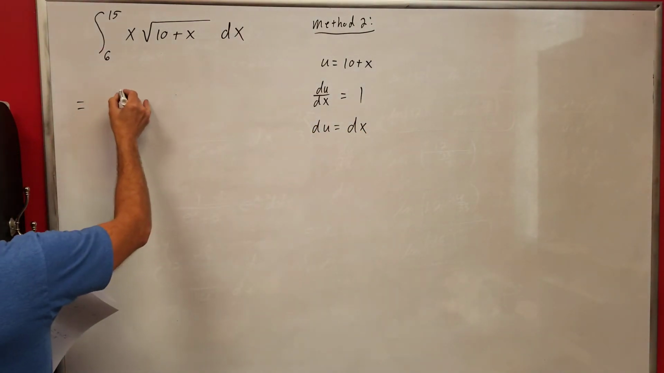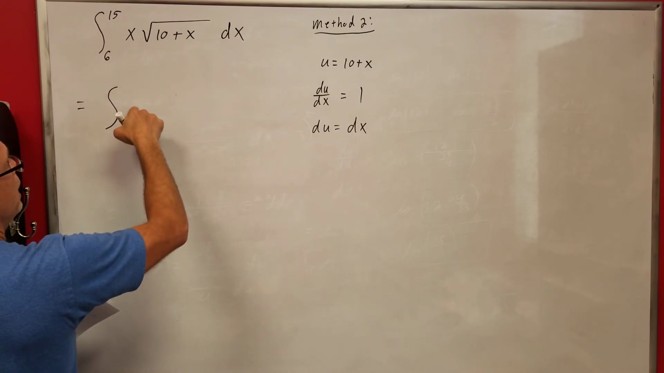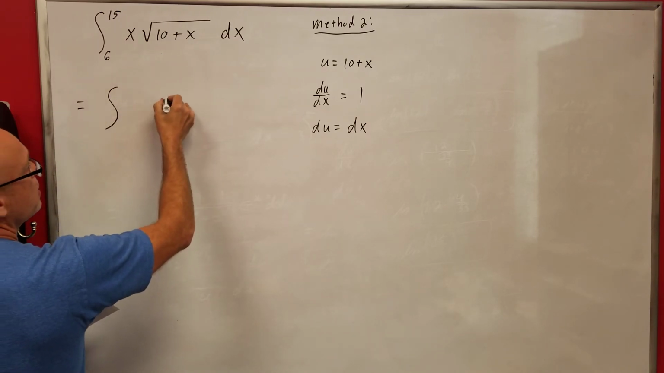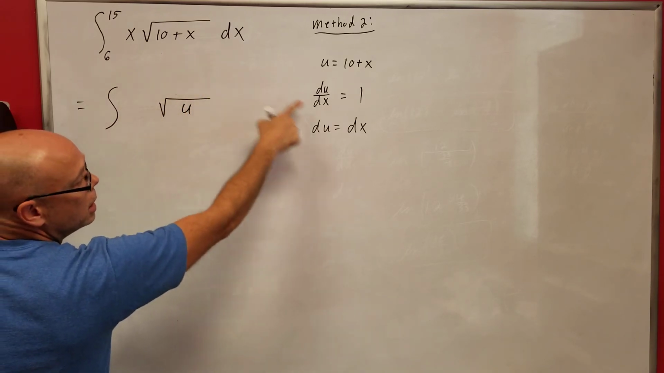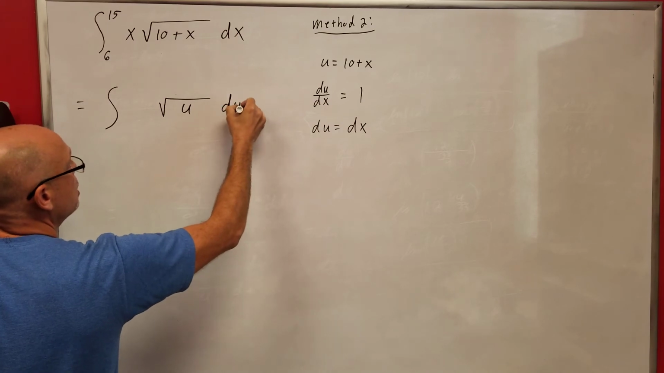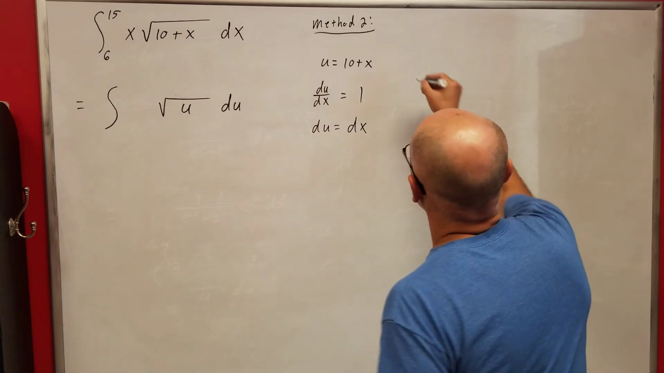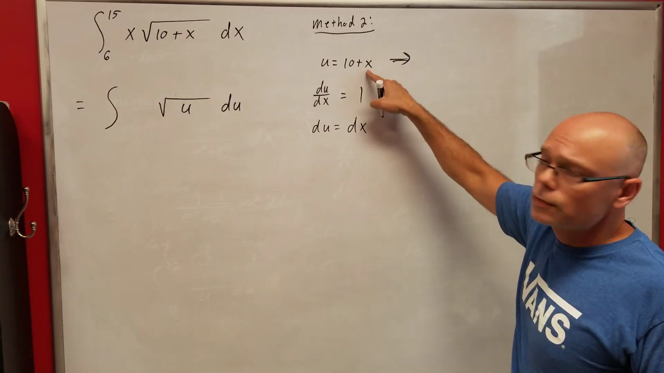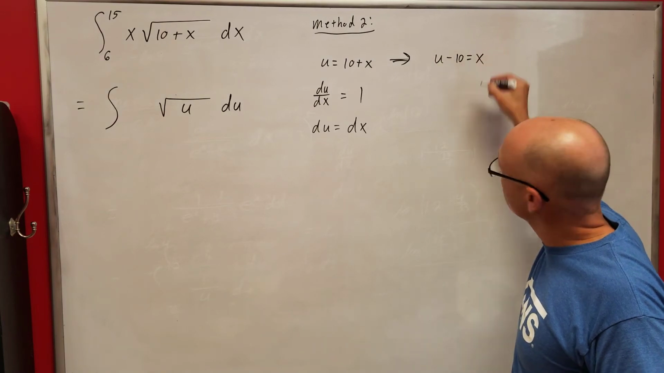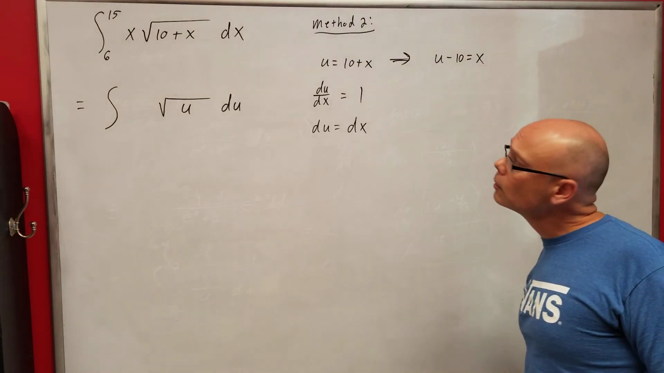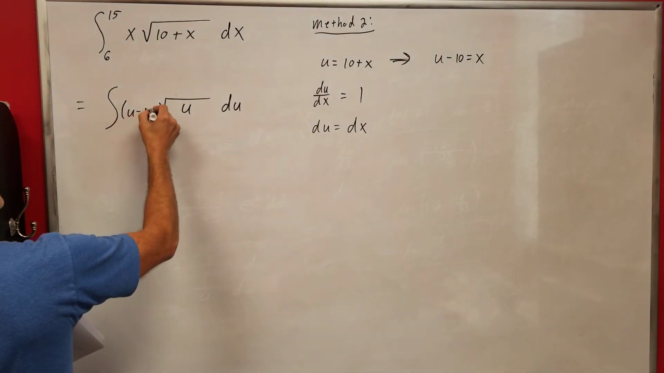So I'm going to have the integral of x, whatever x is, times the square root of, what is this part? That part's u. Instead of dx, I'm going to call that du. But what do I put in terms of x? Well, the way you find that is you just solve this for x. So u minus 10 is equal to x, right? So instead of x right here, I'm going to put u minus 10.